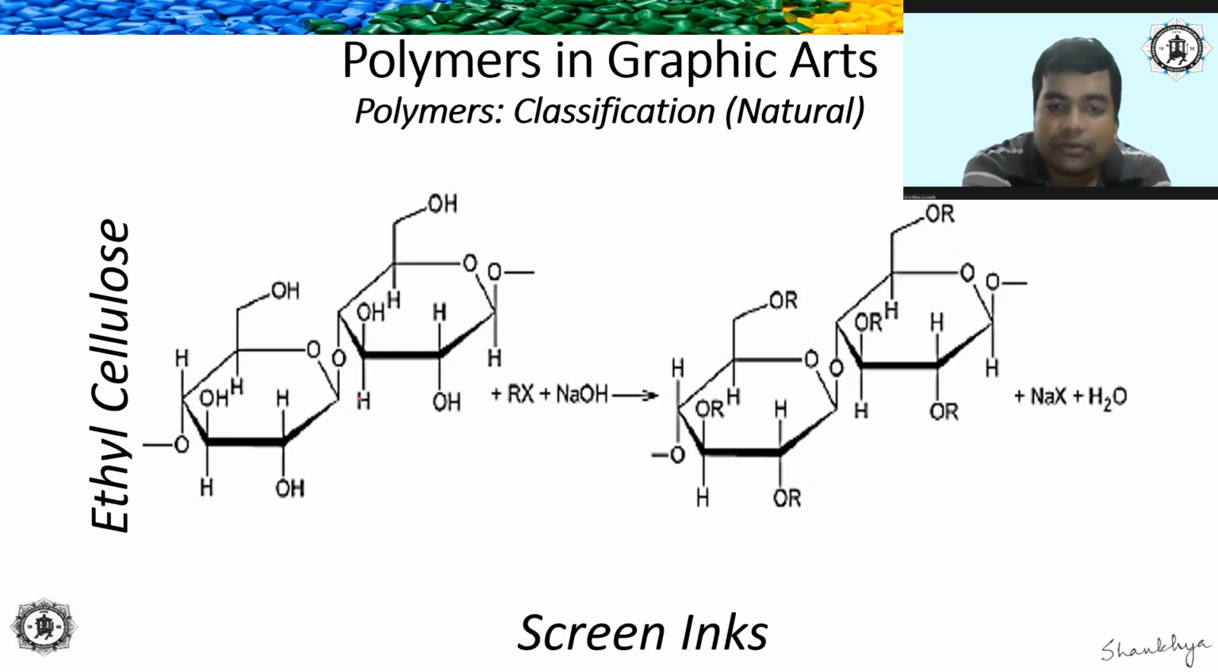Next, we have ethyl cellulose. Again, this is cellulose which has been modified to suit particular purposes. Just like nitrocellulose or cellulose nitrate, which was cellulose modified using nitric acid and sulfuric acid, and was used in lacquer-based printing, ethyl cellulose is also another type of resin that is used in lacquer-based varnishes and coatings, right?